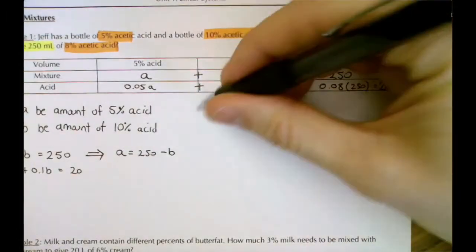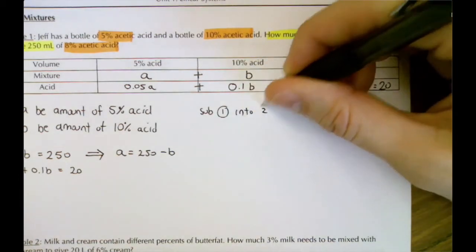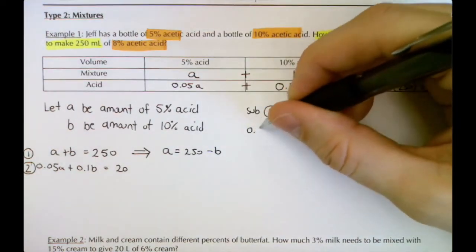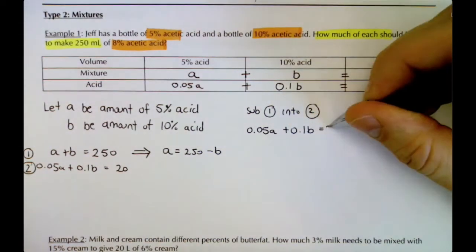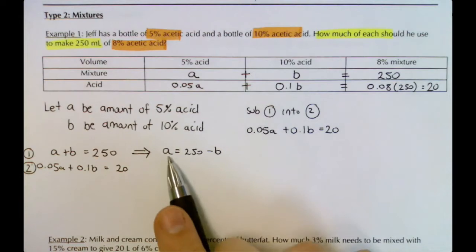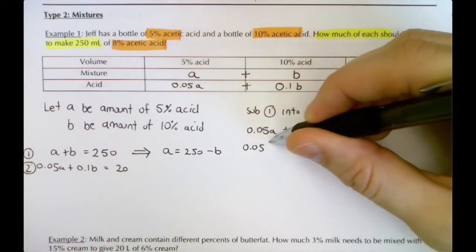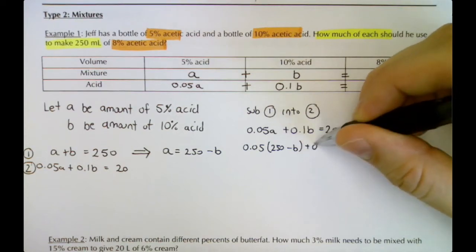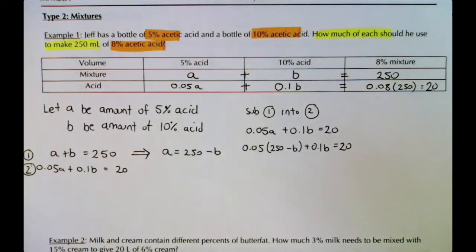And now I'm going to sub 1 into 2. Equation 2 is 0.05A plus 0.1B equals 20. And equation 1 says that A is 250 minus B. So instead of A, we write 250 minus B. And this is the first time all year we're going to work with decimals. So now we've got a number in front of the bracket. We're going to distribute and multiply.